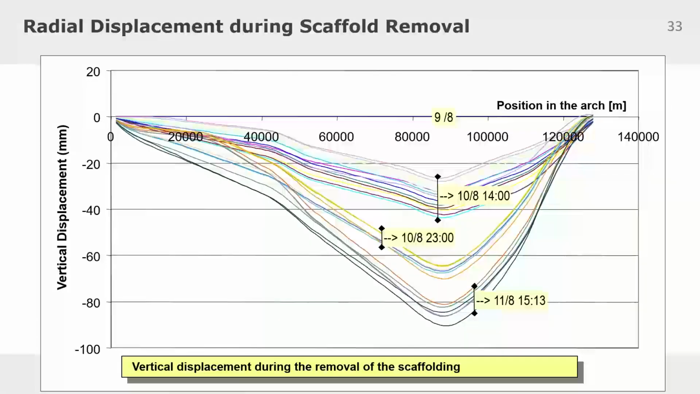So this is another result. Here it is shown the calculated radial displacement as a function of the curvature along the arch. So each curve was taken every 30 minutes during the removal of the scaffolding. And here, as expected, the arch moves inwards when the scaffolding is removed.